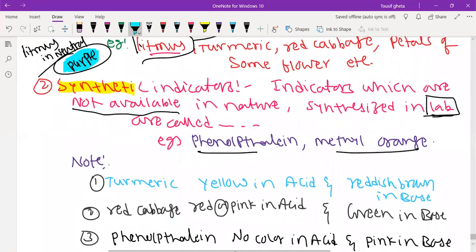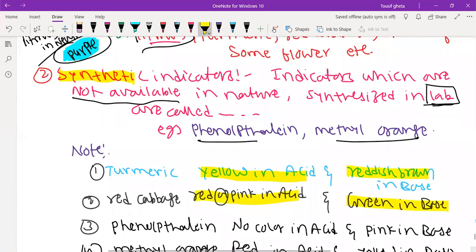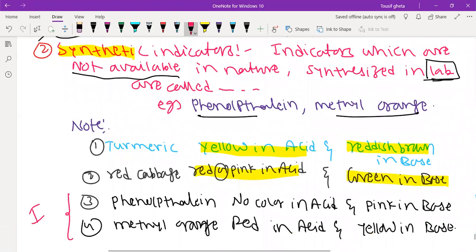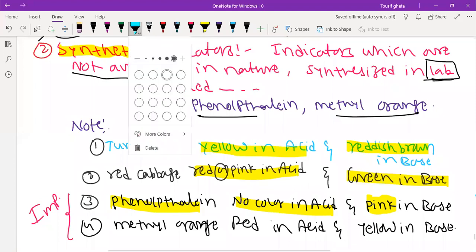Turmeric is yellow color in acid, but whenever base comes, it becomes reddish brown. Red cabbage is red or pink color in acid, green in base. You should remember this. This is very important. Phenolphthalein has no color in acid and gives pink color in base, remember. Phenolphthalein gives which color in base? Pink color. So phenolphthalein is also called which indicator? Basic indicator.